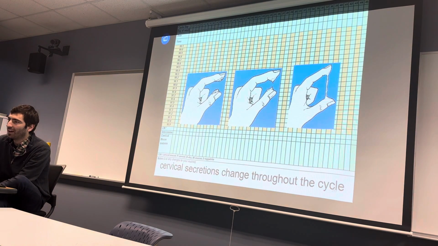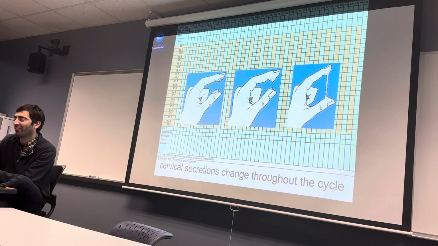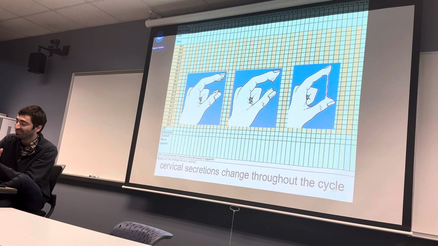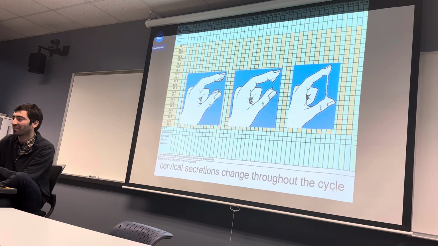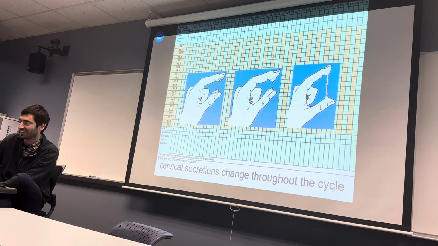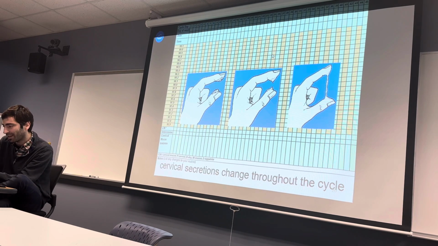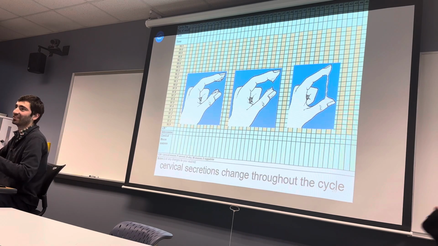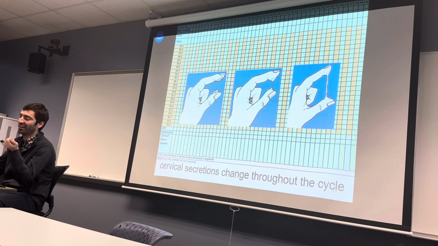The reason it's also called the secretory phase, which I tried to glance past on this slide, has to do with the uterus: cervical secretions go up at this point, and the consistency will change. That is why it's called the secretory phase. It's during the second half, and that's what's happening in the uterus.